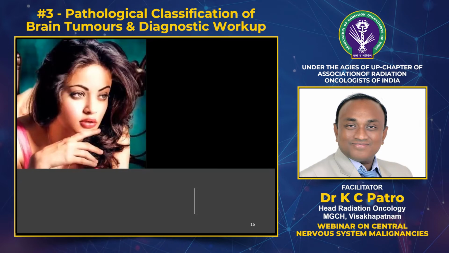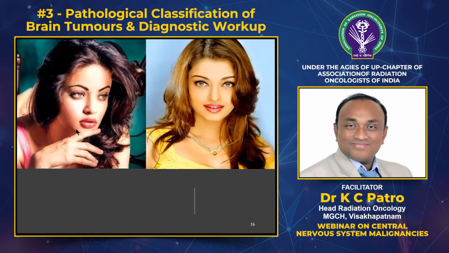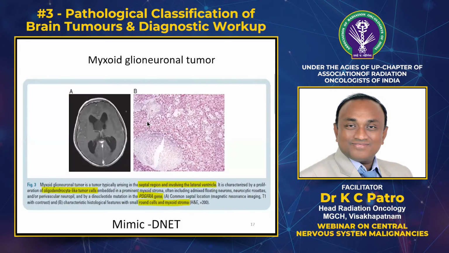If you see this lady, she just looks like Aishwarya Rai, but she is not Aishwarya Rai. She is Sneha Ullal. She acted in various movies. Morphologically they look alike, but if you do the genetic profiling, they are both different. Like that, let's discuss the application in brain tumors.